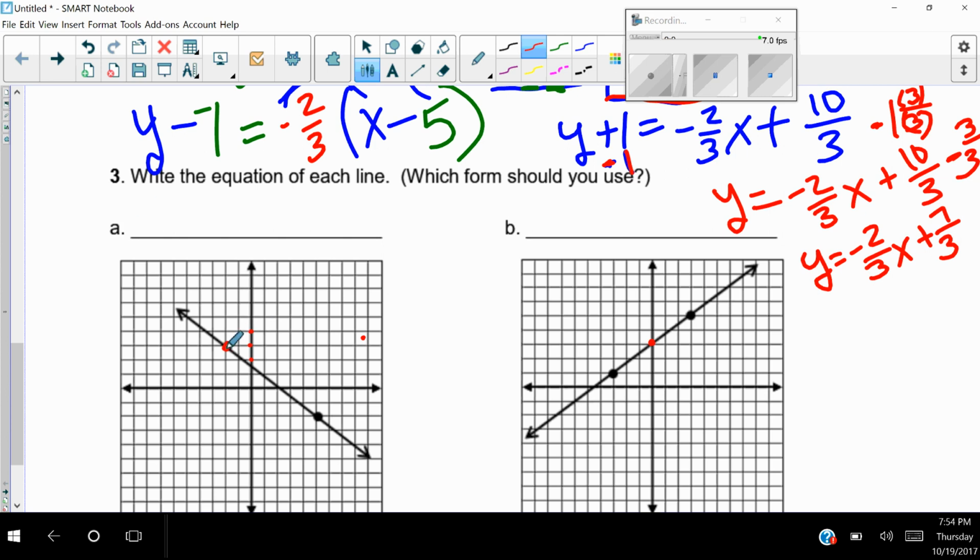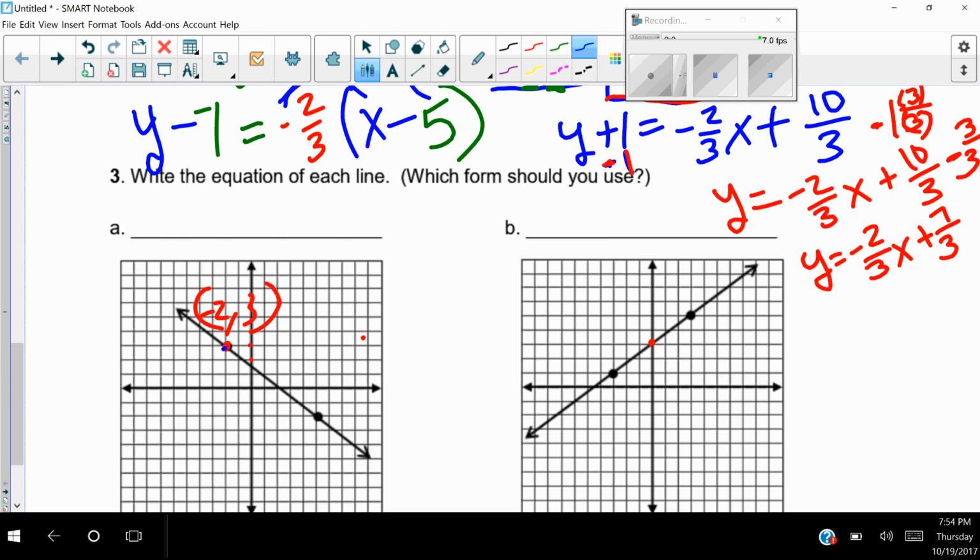You need to know what this point is. Looks like I'm going to the left 2. So that's -2, comma, I'm going to go up 1, 2, 3, 3. That is my point. And I need to find my slope. I can use my 2 points and use the formula to find my slope, or I can look at rise over run. From left to right, it looks like it's going down.